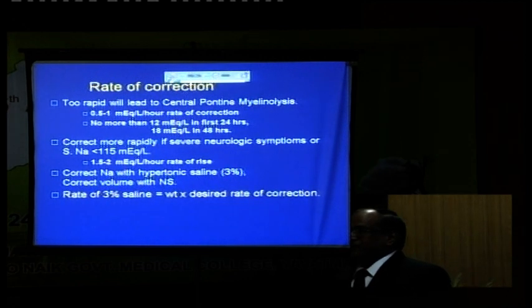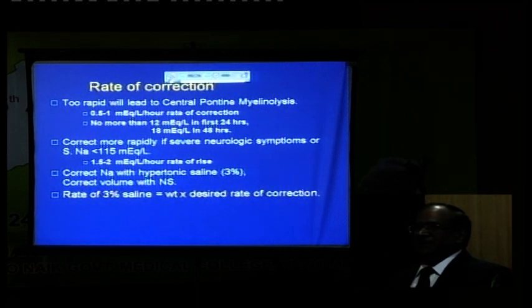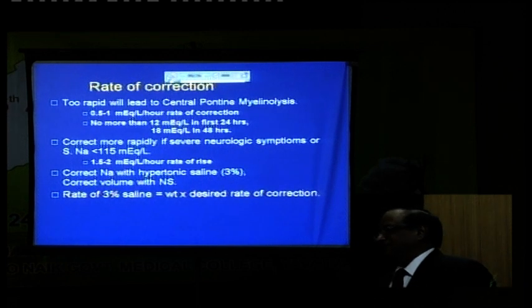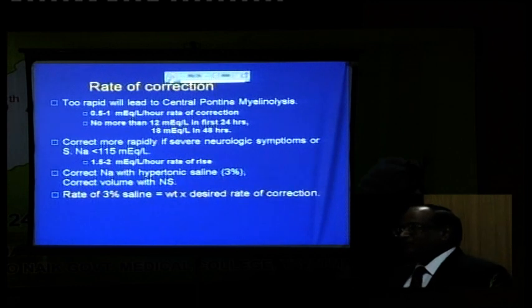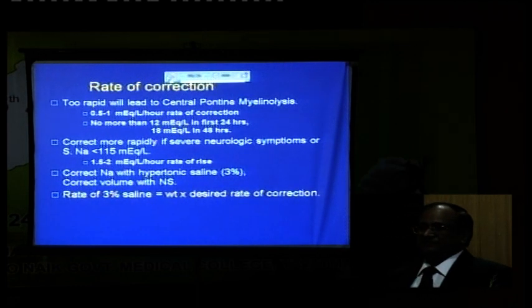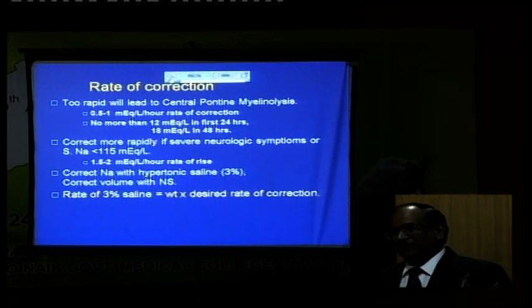If you do this, you will never have a single case of what you want to call central pontine demyelination, osmotic demyelination, whatever you want to call it, not a single case. First 24 hours you correct by 12 and then subsequently every day only by 6. That is the rate. You can correct at 0.5 millimoles per hour, 1 or 2, it does not matter.